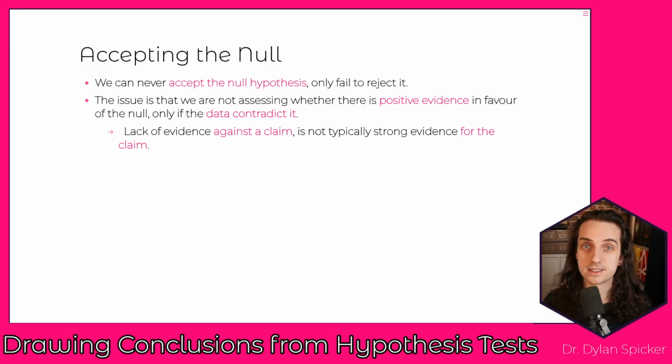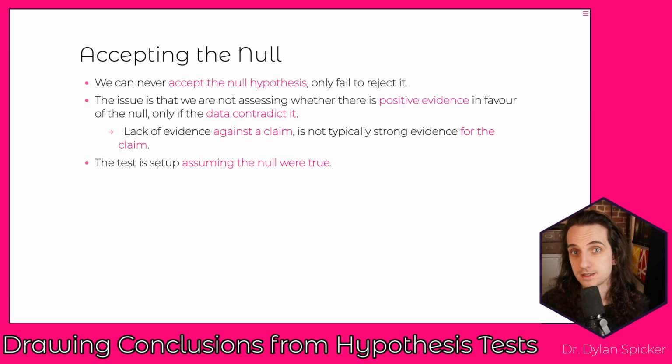So in a sense, if we have a lack of evidence against a claim, if we don't find contradictory evidence, that is not often strong evidence for the claim, okay? Now, all of this hypothesis testing framework starts from the assumption that the null hypothesis is true, and then we look, is that actually the case? Okay, so we have this assumption that the null is true, and we're looking to contradict this.